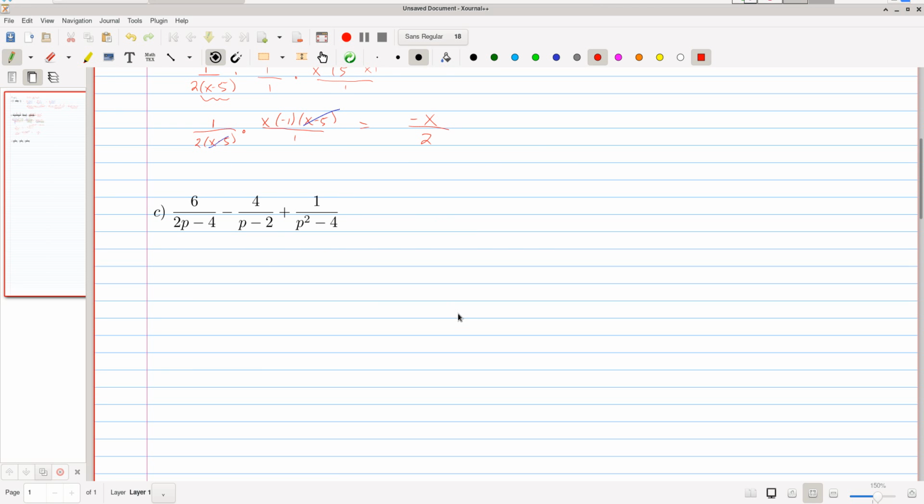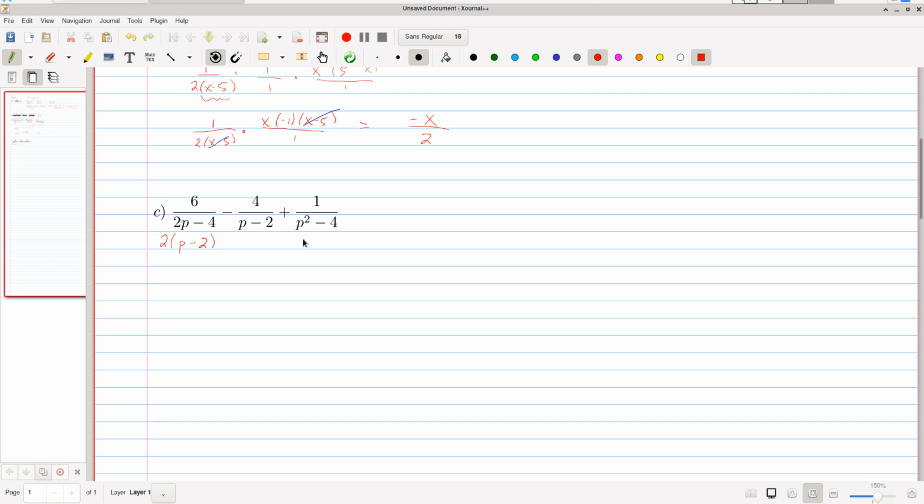C. 6 over 2p minus 4, minus 4 over p minus 2, plus 1 over p squared minus 4. Since we have additions and subtractions, we're going to need to get common denominators. In order to do that, though, we're going to have to factor each of the denominators. So this first one, I see that these both have a 2 in common. So you can factor the 2 out, and we're left with p minus 2. This middle fraction, the denominator has no common factor, no exponents, so this one is already factored completely.